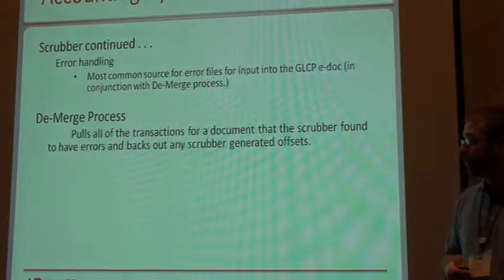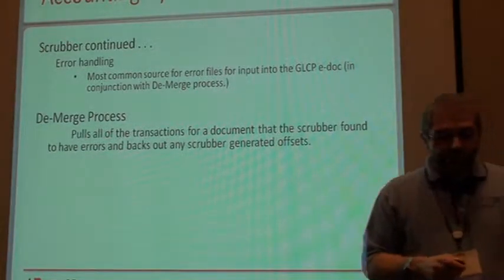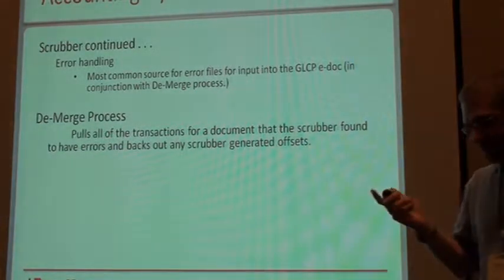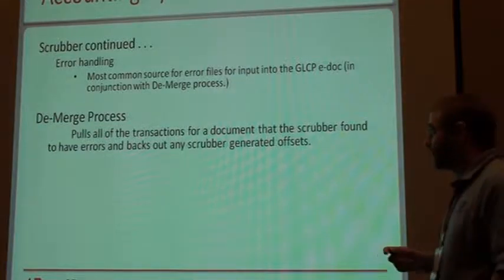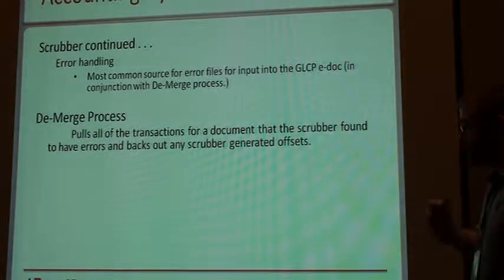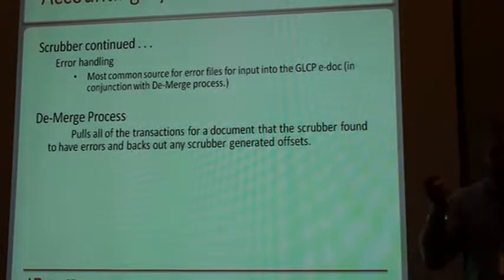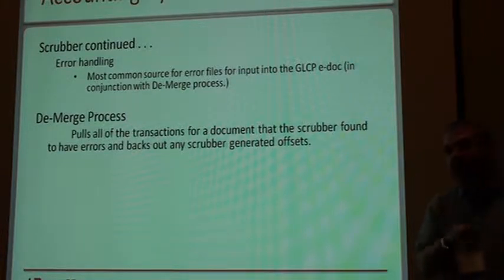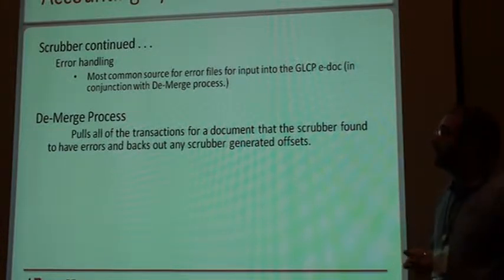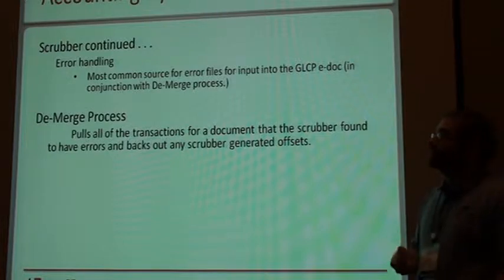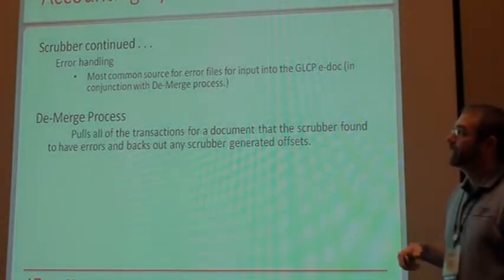It will also do most of your error handling. And this kind of refers to the file I was talking about earlier. Basically, the scrubber takes the errors that it finds from the validation processes, and drops them in an error file that you can get to with the document I'll talk about in a little bit.